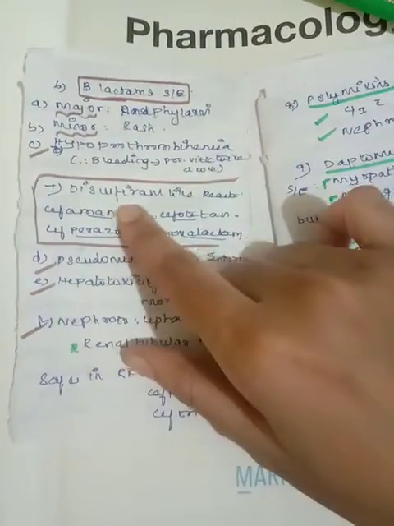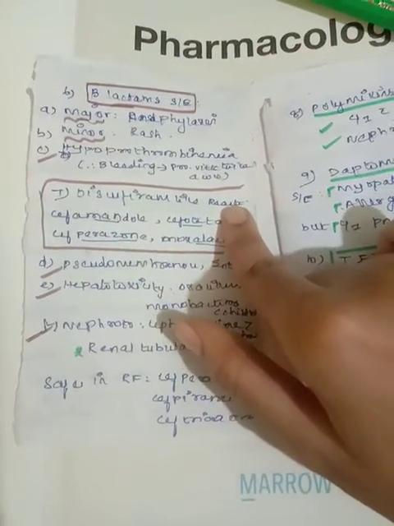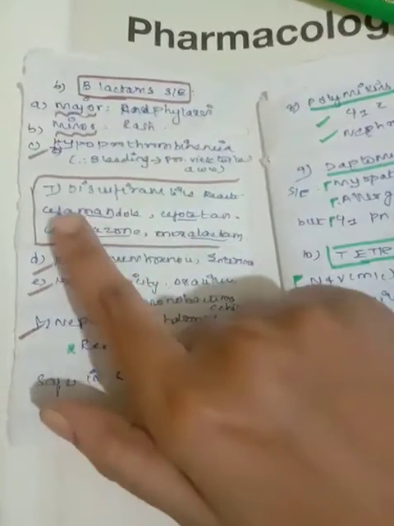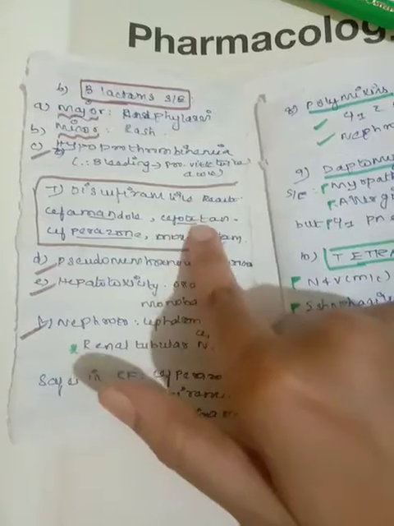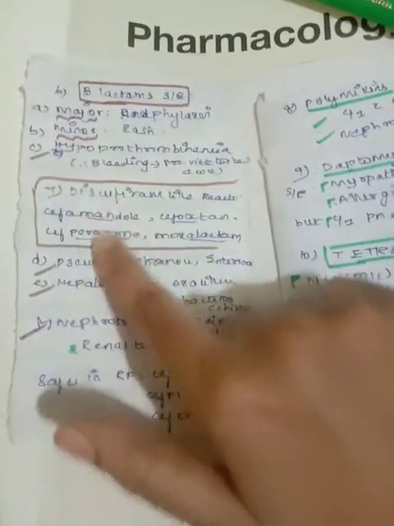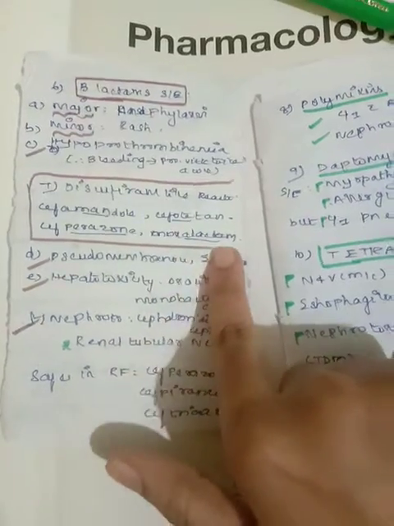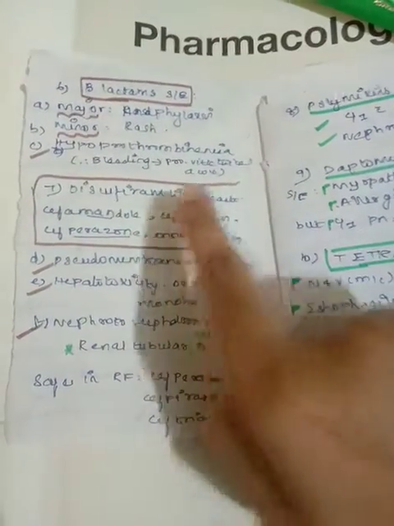Fine. Then there comes the disulfiram-like reaction. We all know the reaction, right? So the drugs causing disulfiram reaction are cefamandole, cefotetan, cefoperazone and moxalactam. So these are the drugs causing disulfiram-like reactions.